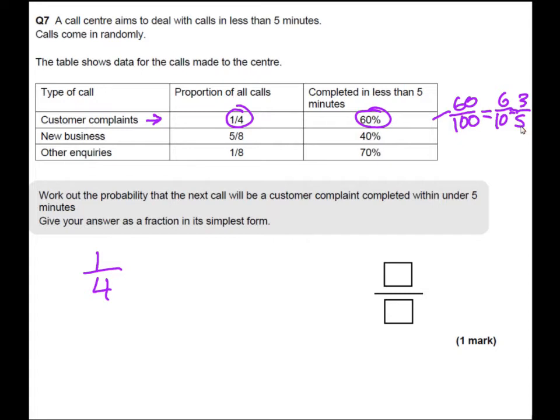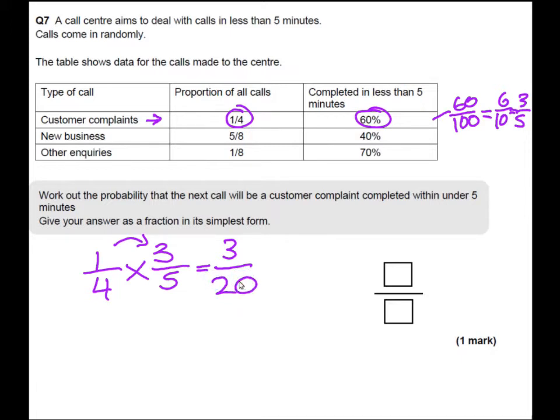So to work out a combination of probabilities, so something and something else, we said in our probability lesson, you need to multiply them. So we've got to multiply our quarter for the proportion of the calls by the completed calls in less than 5 minutes, which is 3/5. In the fractions lesson early on in the course, we teach you to multiply fractions, which is top by top, so 1 times 3 is 3, and bottom by bottom, which is 4 5s are 20.